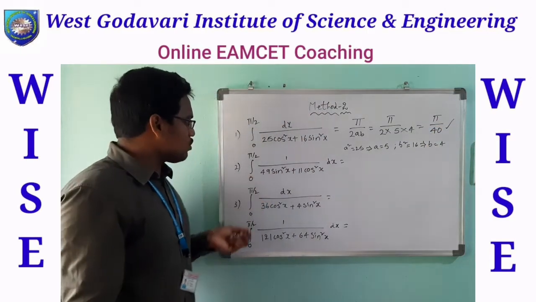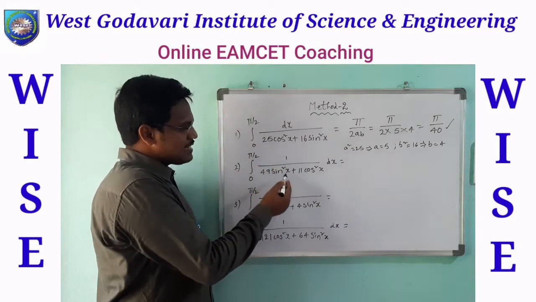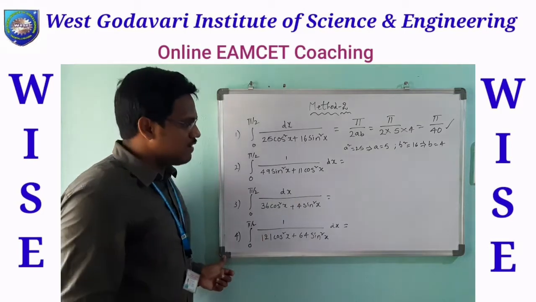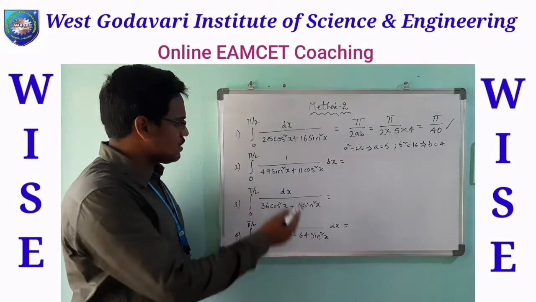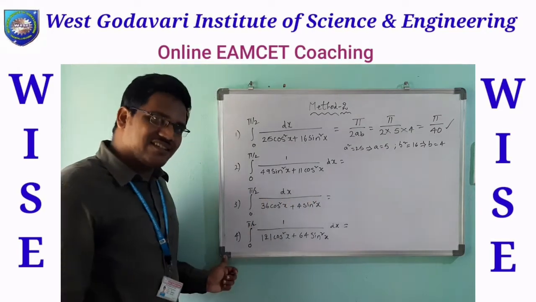Now see another question: integral from 0 to pi by 2 of 1 by (49 sin square x plus 11 cos square x) dx. Here it is also the same format: a square cos square x plus b square sin square x.